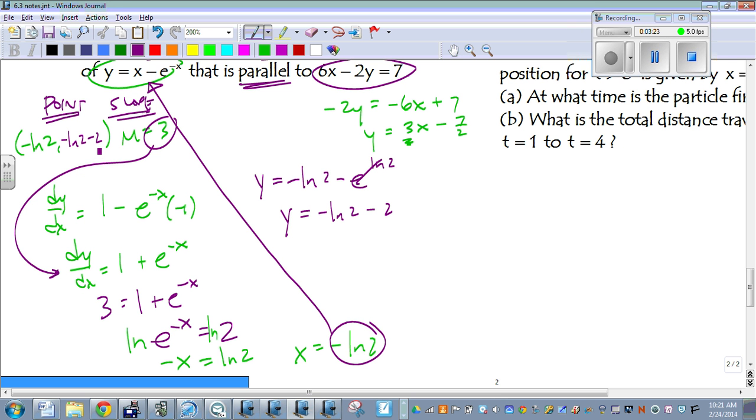But now we have our point and our slope. So if we want to write our equation, we have y minus our y value, negative natural log of 2 minus 2, equals our slope, the only normal thing here, 3 times x minus negative natural log of 2, so it becomes plus natural log of 2. So if we wanted to, we could distribute that minus in the first part. We get y plus natural log of 2 plus 2 equals 3 times x plus natural log of 2.